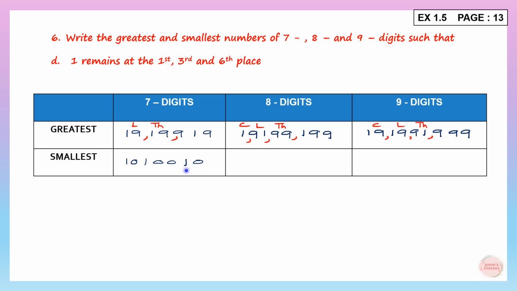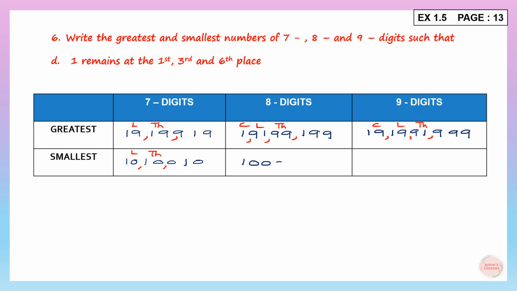Now let's place the commas. Ones, tens, hundreds, comma, thousands, 10,000s, lakh. So lakh and thousands. Let's read the number. 10 lakh, 10,000, 10. Now we're going to write the 8 digits, 1 followed by 7 zeros.